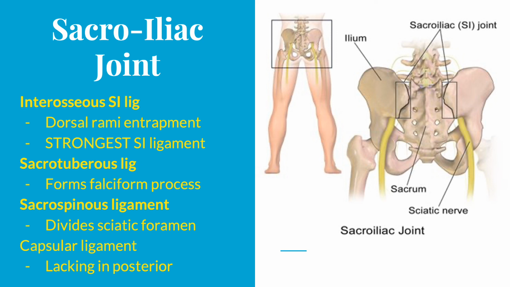You want to know about your sacrotuberous ligament, so that it's going to form the falciform process. The sacrospinous ligament is what divides the sciatic foramen into the greater and lesser sciatic foramen. So if you're talking about conditions like sciatica, that's important to recognize, and the different blood vessels that go through there. And then your capsular ligament. Just know where it's lacking in the posterior. You do have a capsular ligament on this joint, but it is not well developed or completely absent in the posterior surface.